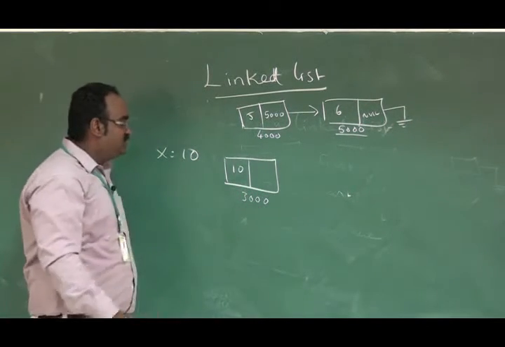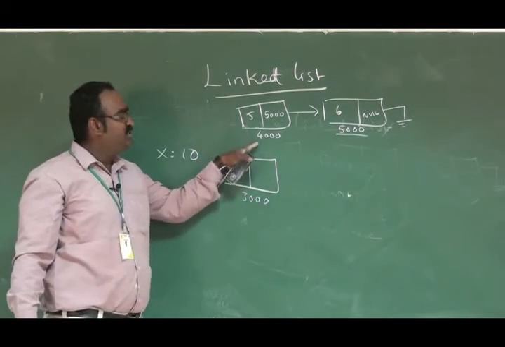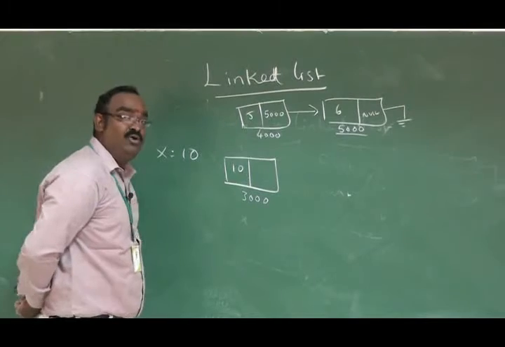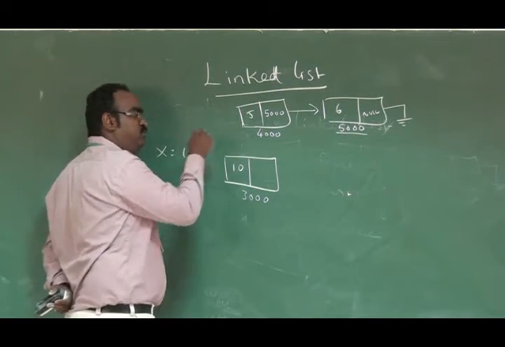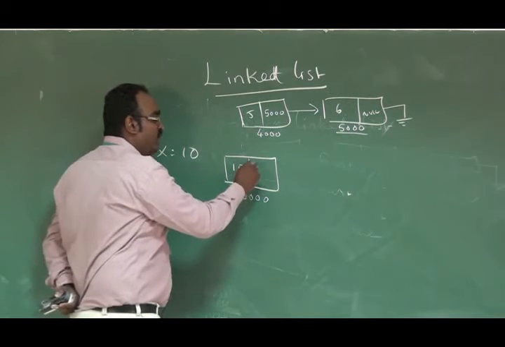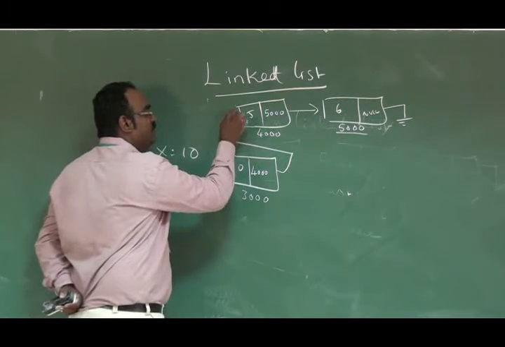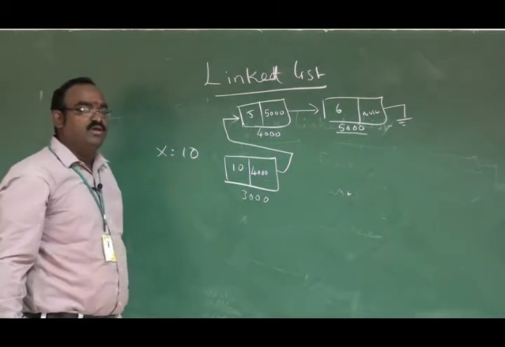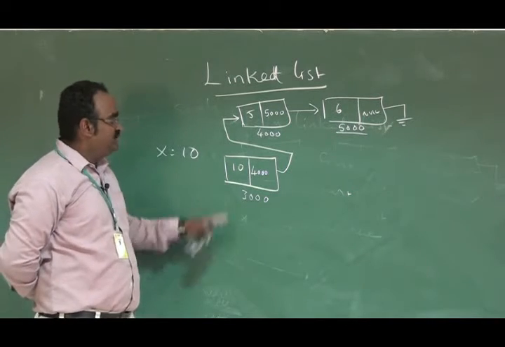So this is the first element. The current first element is 5, which is at the address 4000. So you have to create the pointer to link to that. Currently the head node is 5, and now we want 10 to be the first node. So you create 4000 as a pointer. The pointer is used here, so now 10 is inserted at the first position.